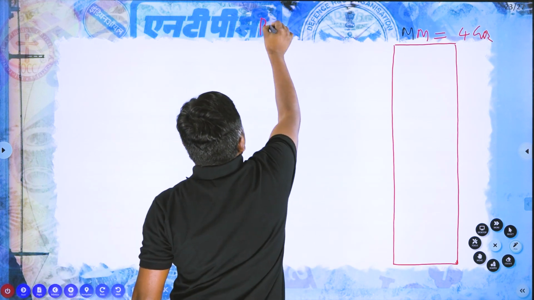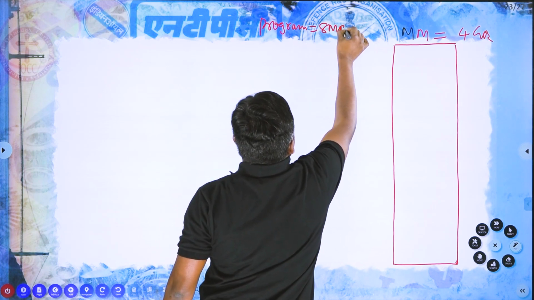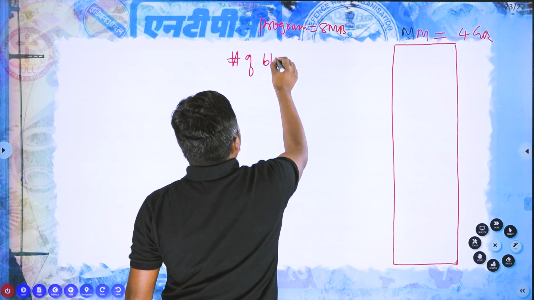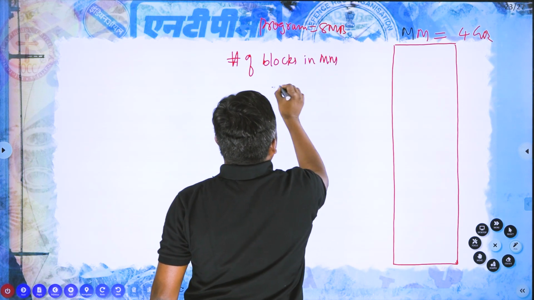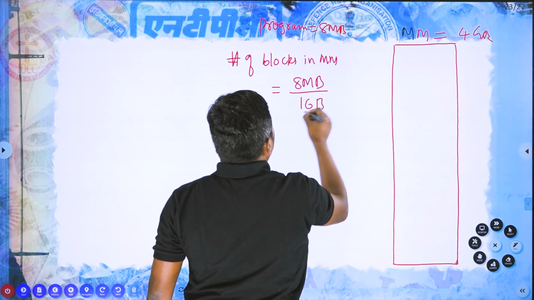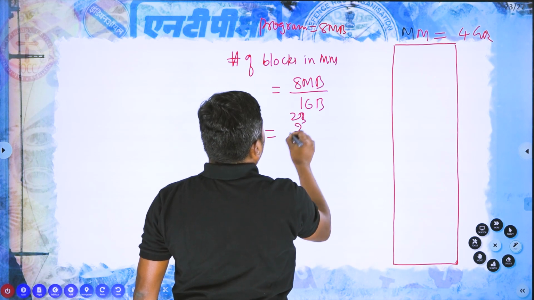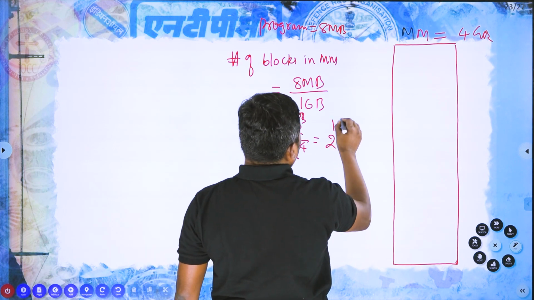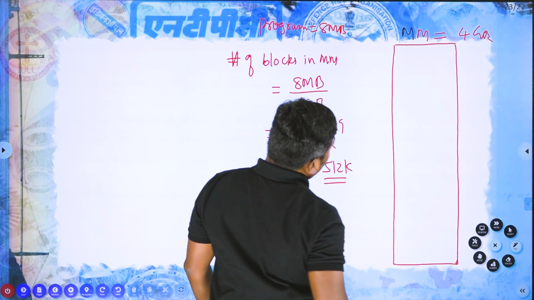What is the program size? 8 MB, correct or not? Now, how many blocks will we get in main memory? Number of blocks in main memory is 8 MB divided by 16 bytes. This is 2 power of 23 divided by 2 power of 4, so 2 power of 19, nothing but 512K blocks.